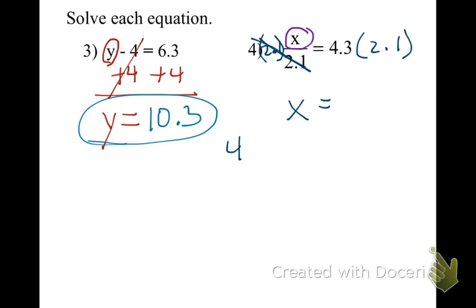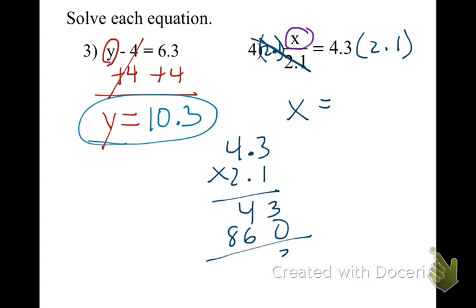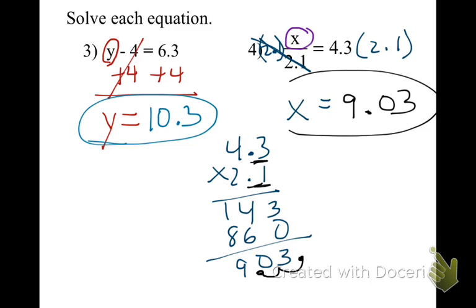Now, I'm going to multiply this number. So I have 4.3 times 2.1. 3 and 4, 0, 6 and 8. So I get 903. But what did I forget? I forgot my decimals. I have to move it once, twice. Make my decimal once, twice. So my answer is actually 9.03. Be careful of your decimals. Be very aware of your decimals.